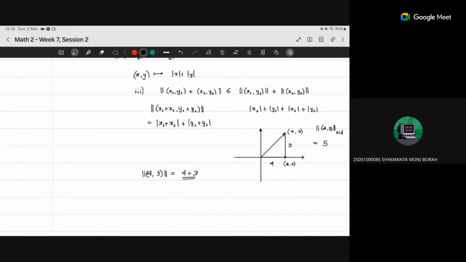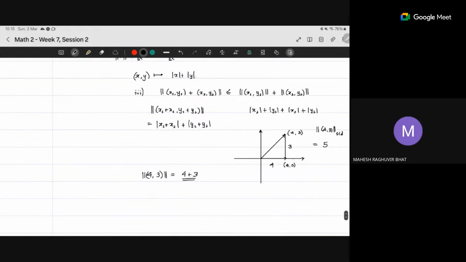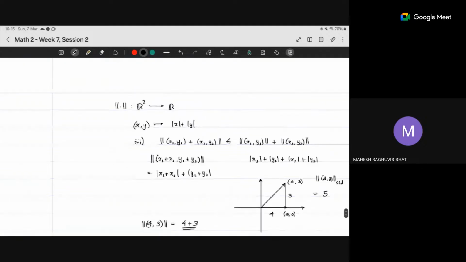Did you understand that remark? Yes. So if there are no roads, you cannot take this path, right? You cannot go 5 kilometers and reach that point. If there are roads only along the integer coordinates, then the distance that you will travel to reach the point 4, 3 is actually 7. So this is called the taxi cab metric, or Manhattan distance. I'm not familiar with. Maybe that's another name for the same thing.